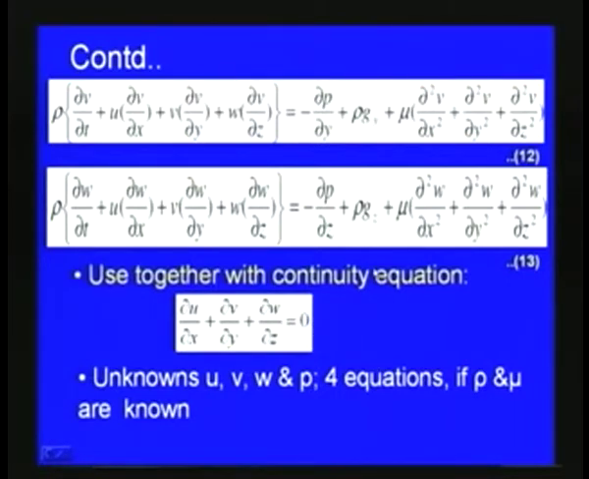So, here we have got 4 equations, and the unknowns are u, v, w, the velocity components, and the pressure, if the density and the viscosity are known for the problem. So, these are the Navier-Stokes equations in 3D, and 2D also we have seen. These are the fundamental equations for incompressible viscous fluid flow.